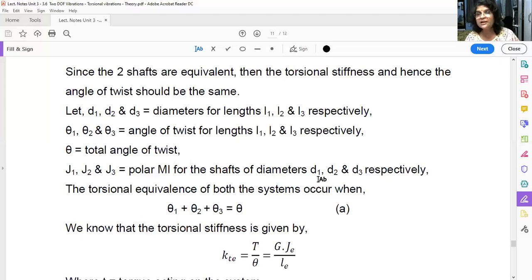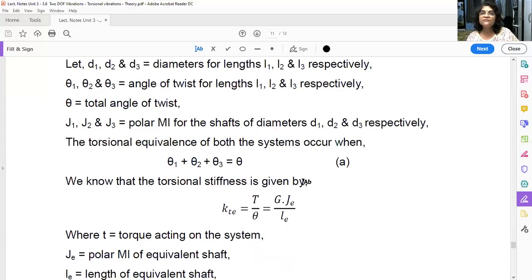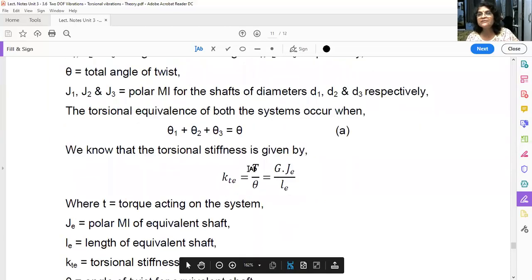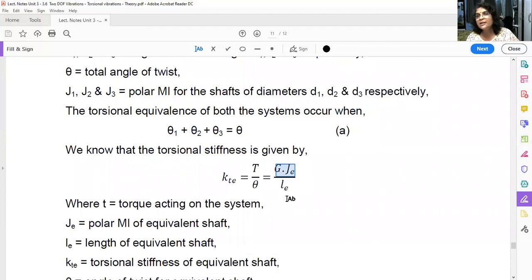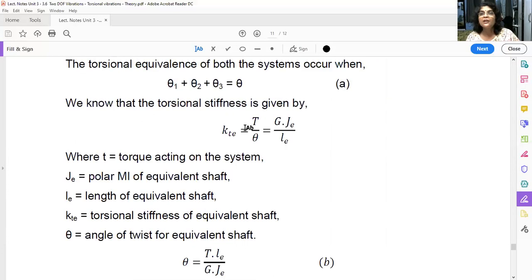Because their diameters are different, the polar moment of inertia is also different for that particular cross section. Now we know that torsional stiffness is given by KTE, that is equivalent stiffness, T upon theta, equal to GJ upon L. So what is this equivalence? Where T is the torque acting on the system, which is the same for both systems, actual and equivalent. JE is the polar moment of inertia of the equivalent shaft.